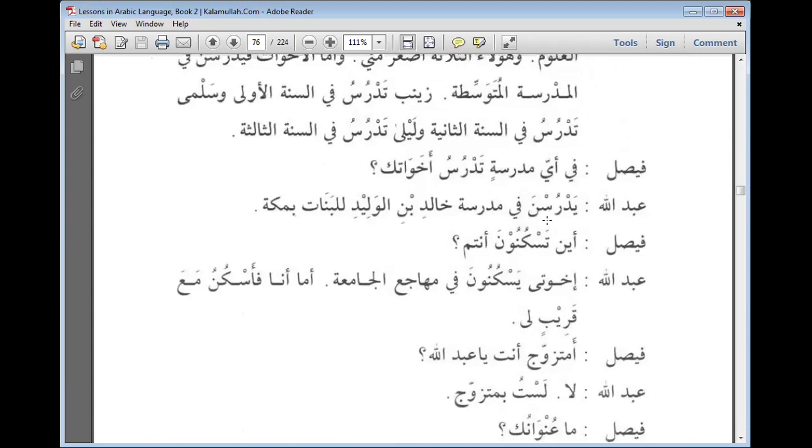Any quick questions? Just remind us, why is it bi-Makkata and not bi-Makkati? It's bi-Makkata because the word Makkah is mamnu min as-sarf. Remember, words that are mamnu min as-sarf don't take kasra, even though they're in the genitive case; they take the fatha. So they will take fatha both in case of nasb and in case of jar. These are proper nouns which end with ta marbuta.